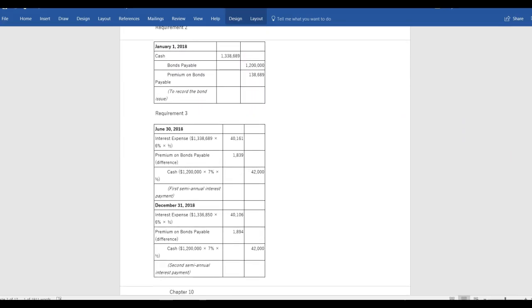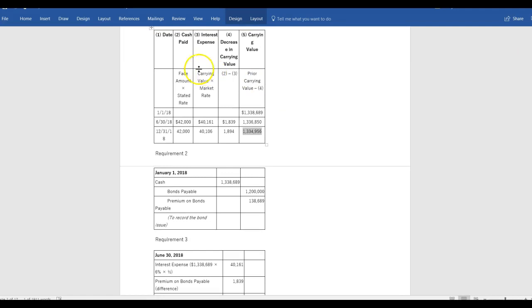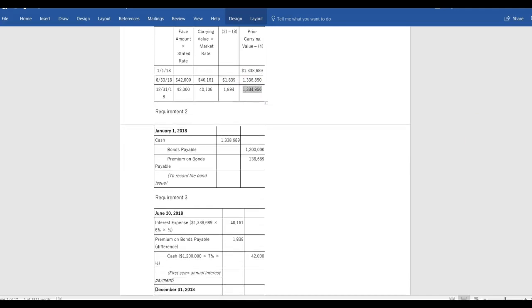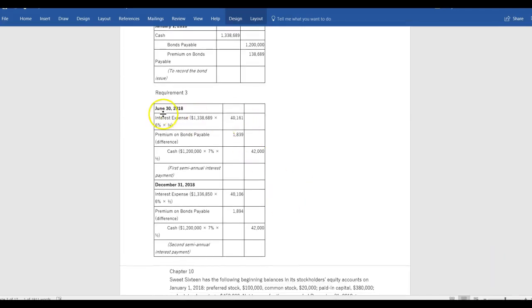Another question you may get is, what is the journal entry to record the interest on June 30th? If you went up to this schedule on June 30th, we paid out cash of $42,000. The interest expense is $40,161, and the premium is $1,839. So in this example, we would show the interest expense of $40,161, the cash of $42,000, and the difference is the premium on the bond payable. That would be the first semi-annual interest payment.